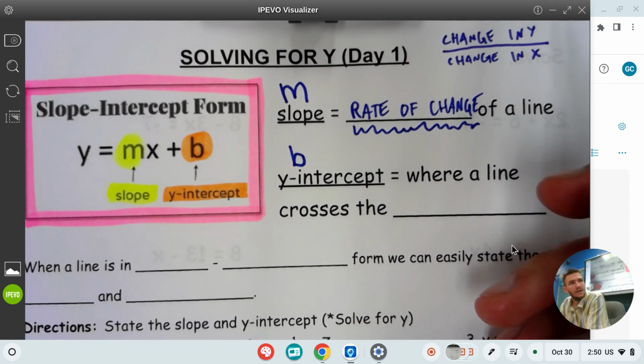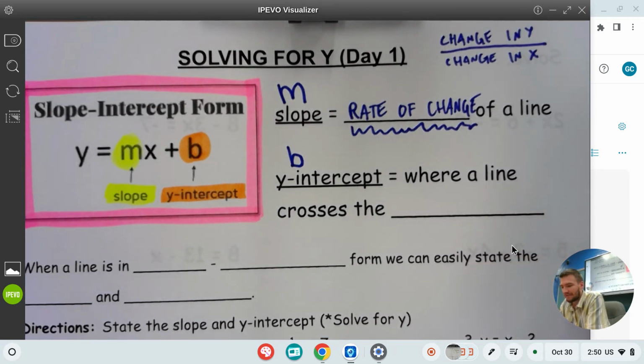Capital. Yeah, they're different. That's a good idea.